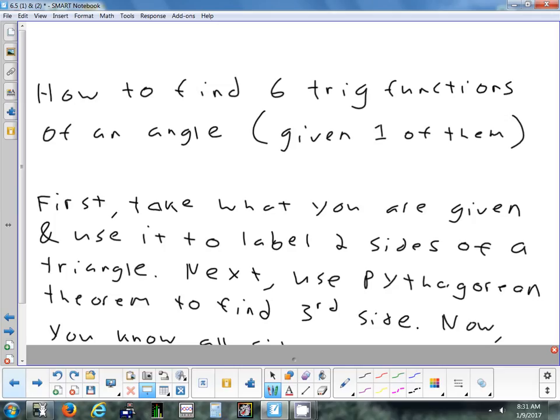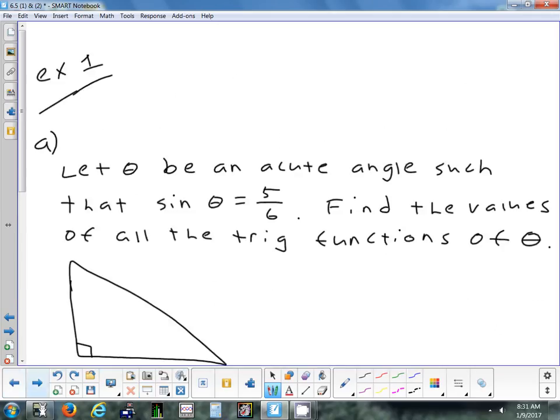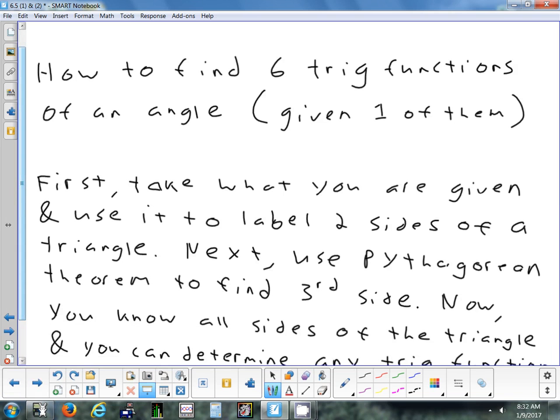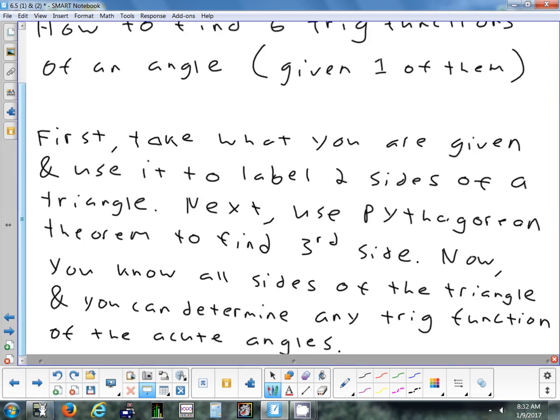Because as long as they give you one of the trig functions, it's always going to be a fraction. And even if it wasn't a fraction, like let's say they said the tangent equals 2. Well, you could make it a fraction. Just put it over 1. So take what they give you, use it to label 2 sides of the triangle, and then use the Pythagorean theorem to get the third side.